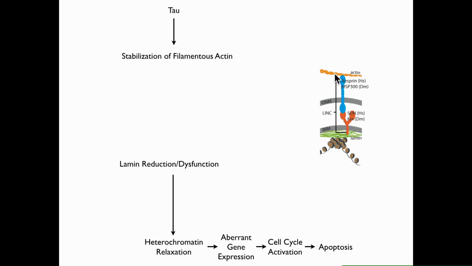So the actin cytoskeleton interacts with the Lamin nucleoskeleton through a complex called the LINC complex. The LINC complex spans the nuclear envelope. It's conserved from flies to humans. It has an outer protein component and an inner protein component. In flies, this is MSP300 on the outside and COI on the inside. So I thought that tau-induced stabilization of filamentous actin might affect this LINC complex in some way, which would then cause this dysfunction in Lamin.